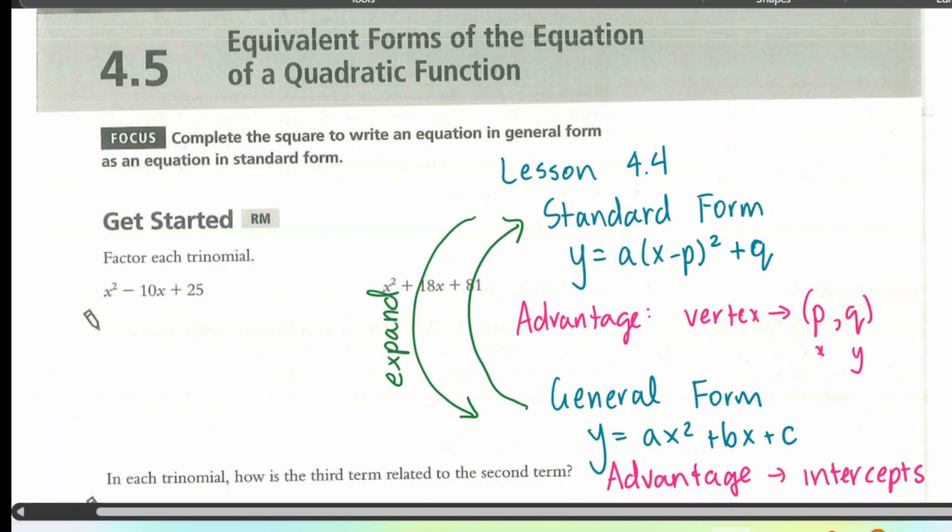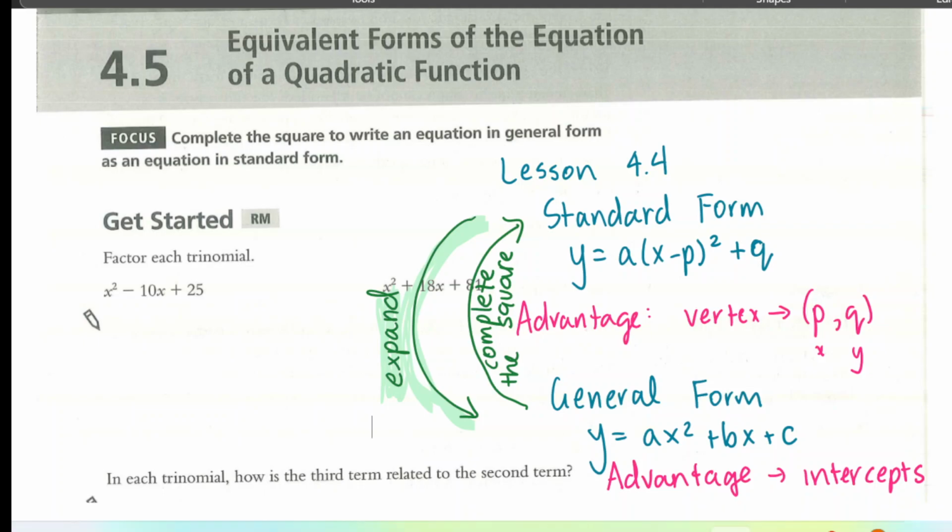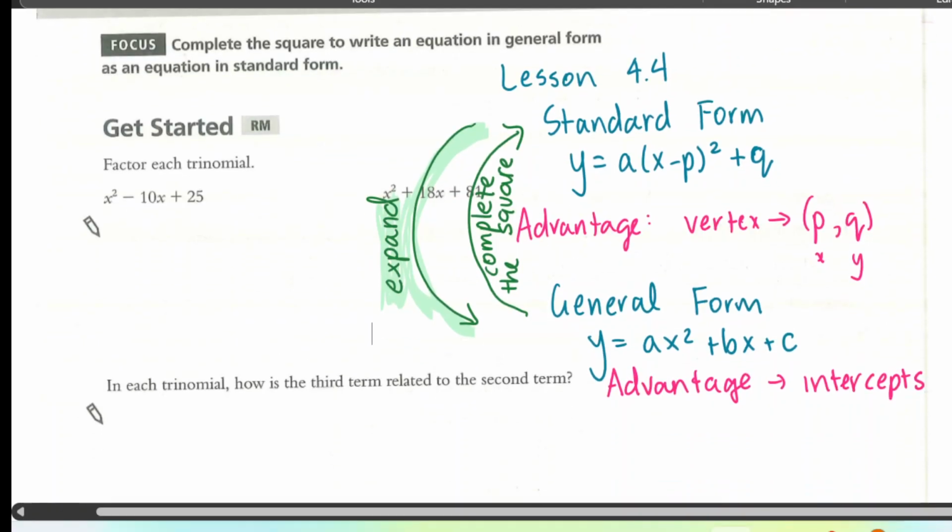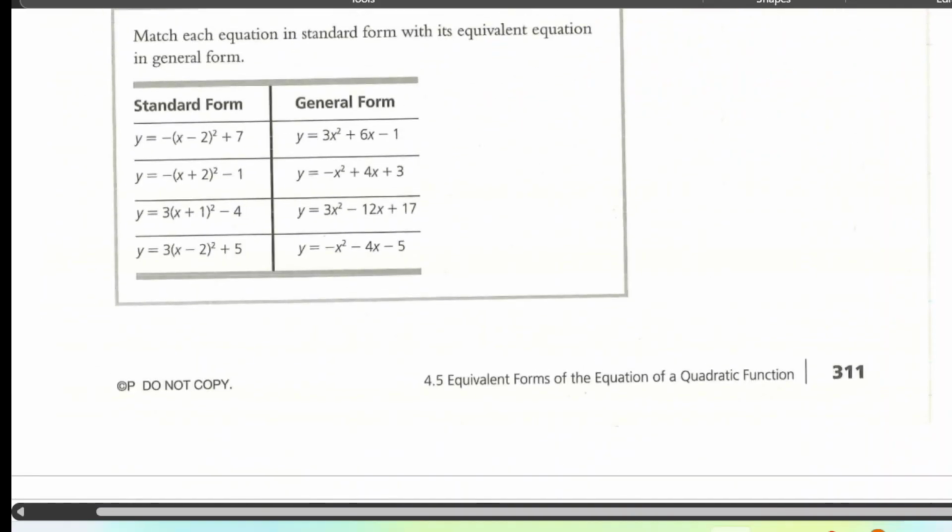To go the other way, we're going to complete the square. So we have to remember that skill from the previous unit we did. So we'll be doing that again today. We'll start by expanding and showing you that first direction because it is a little bit more straightforward, and then we'll complete the square to go in the other direction. Okay, so that's what today's lesson is all about, just going back and forth between those two types. All right, let's start by expanding.